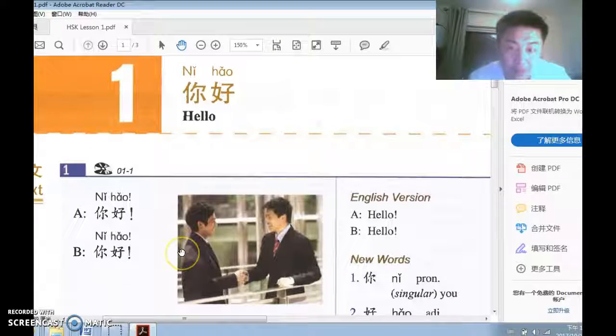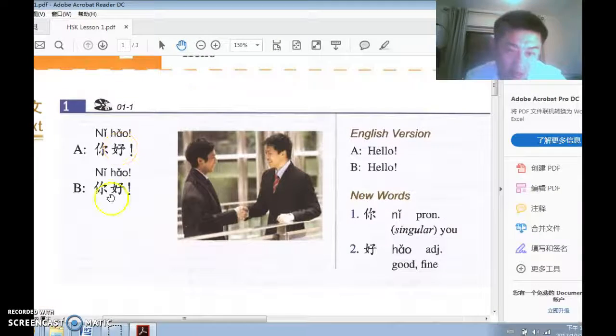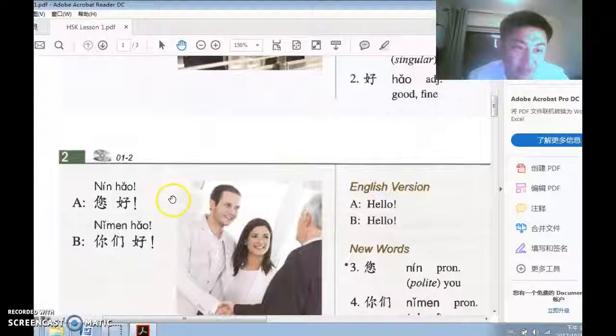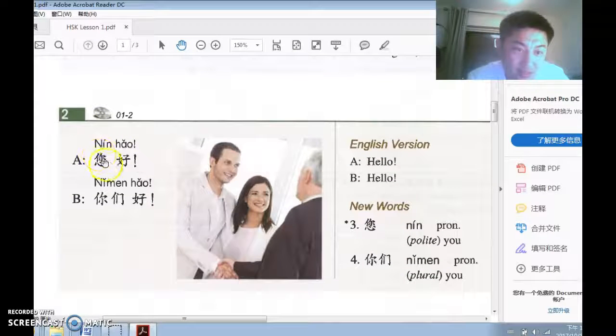Now, let's go back to the text. 你好, 你好. Okay, good. And then, the second text is 您好. 您 is a polite way of saying 你. So if you look, there's a small 你 upstairs and something like this downstairs. As a matter of fact, this radical means heart. So you with a heart is polite to you, which is very nice, if you think about it.